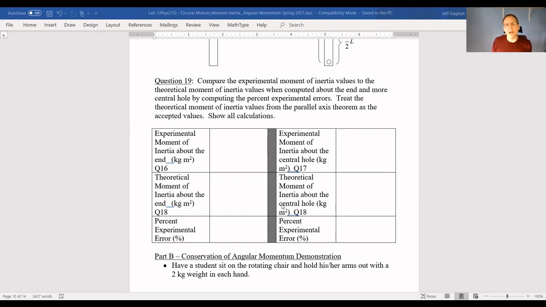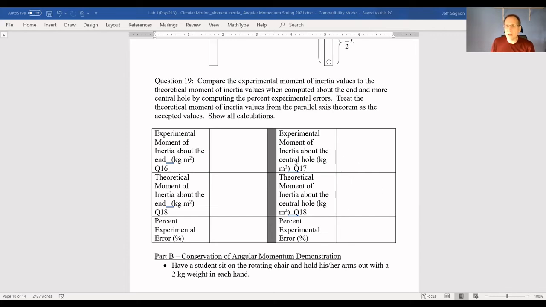And how do you know if you're correct? These values should be very close. When you write it in decimal form, it'll be some decimal times ml squared, and they should be almost identical. And the same thing for these two. You should find that they're very, very close. So question 19 is to compare these two by computing a percent experimental error. So you're comparing the moments of inertia when calculated about the end point experimentally and theoretically. And then you're comparing the moments of inertia when calculated about the more central hole experimentally and theoretically by computing the percent experimental error.